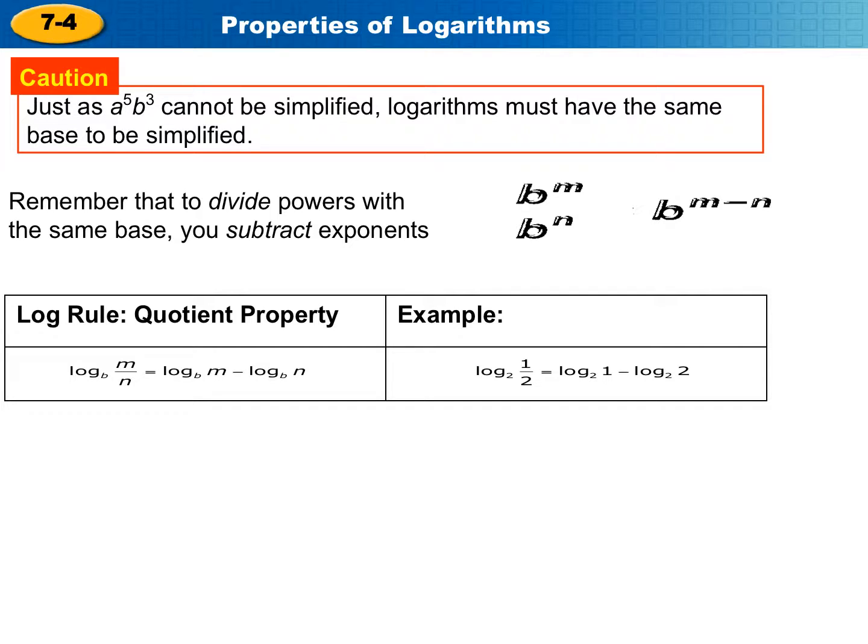Okay, quick note, in order to simplify logarithms we must have the same base. If they don't have the same base, we can't simplify them. And our next rule is when you divide like bases, you subtract the exponents. So if we were dividing those, we'd subtract the exponents. It's going to be the first one divided by the second one. So here it's m divided by n. You can see there's the m, there's the n. So the first one divided by the second one.